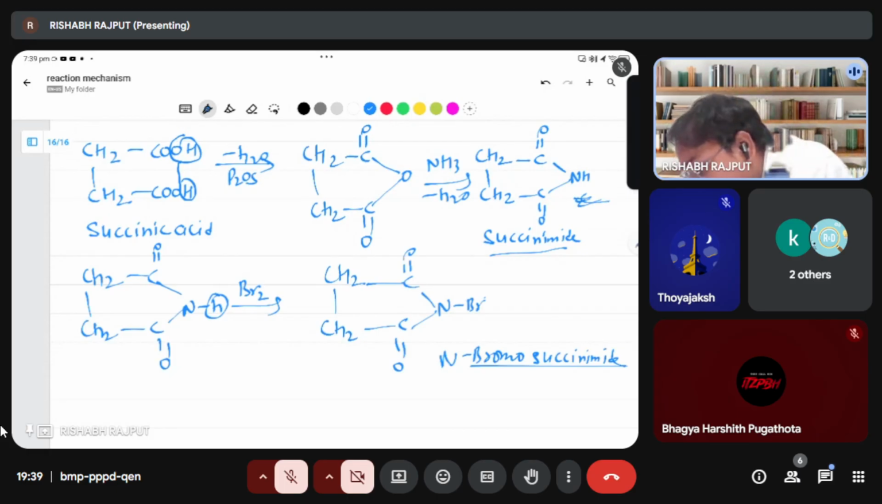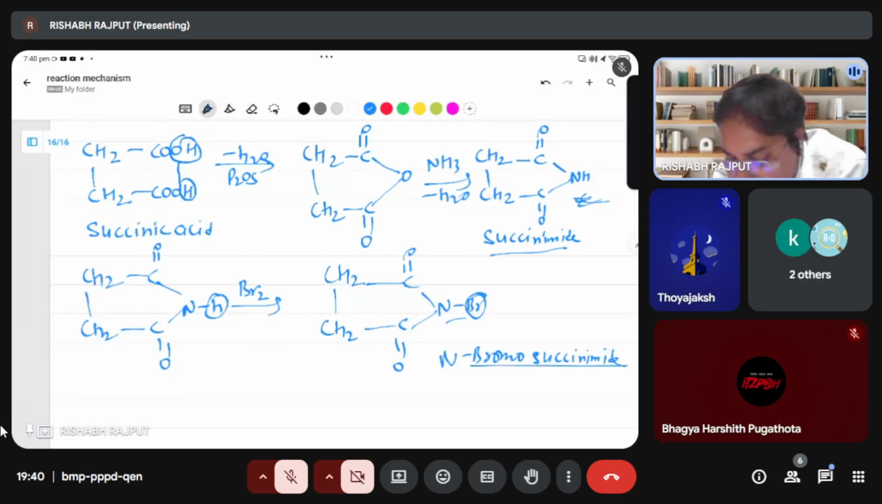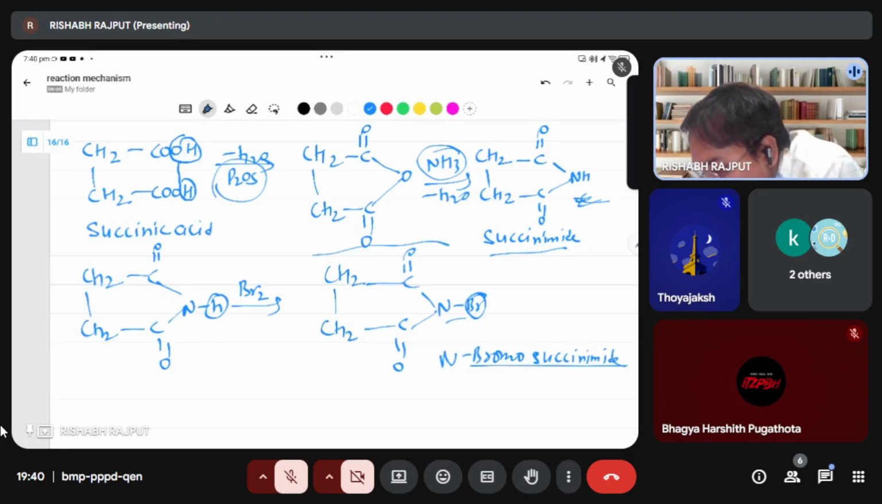Because here bromine is connected to nitrogen, that is why we are getting a very low concentration of bromine. Here you can say dehydration will happen two times, in the presence of P2O5. That is not a concern, don't worry about that. I'm just telling how this compound is coming, NBS, and this nitrogen will connect to Br.